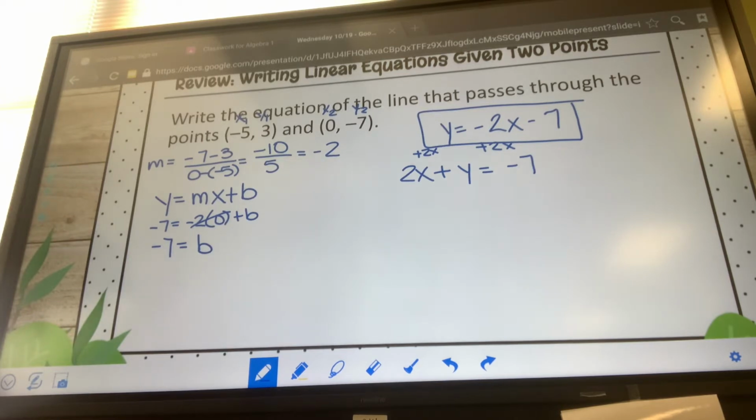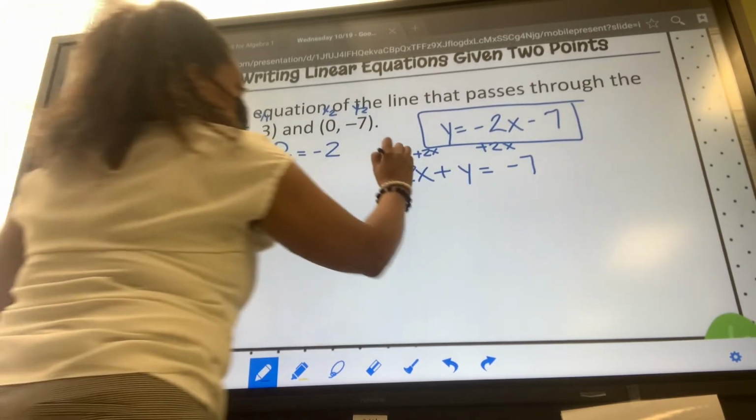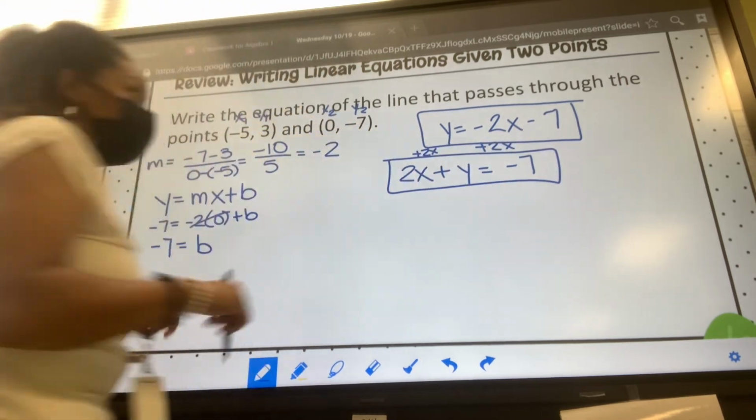You have to change the sign. Why do we change the signs? Right, because that's not a negative, is it? So it's good, and it's not a fraction.